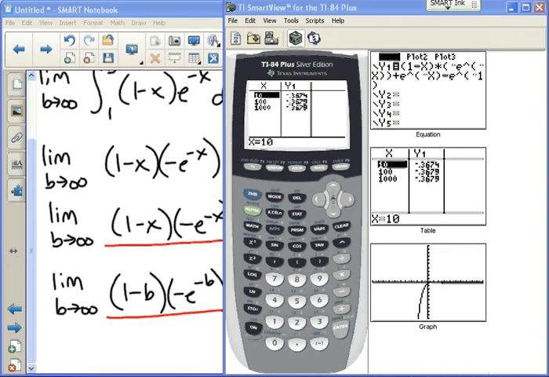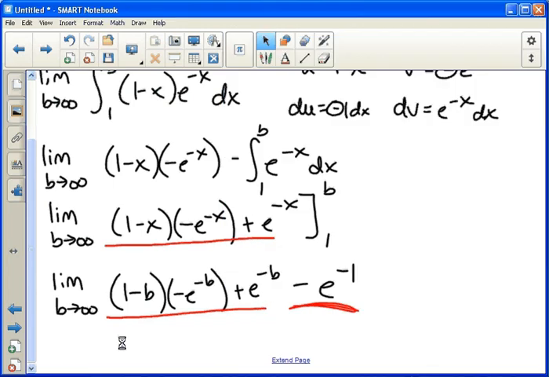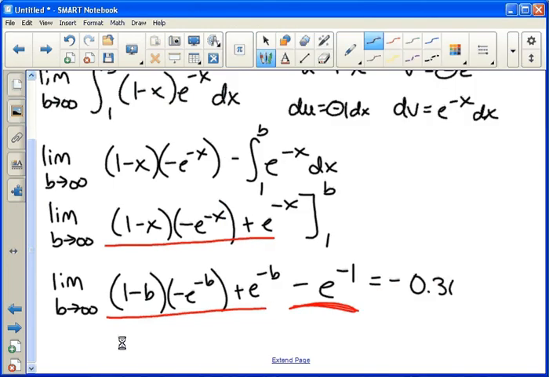So this would be an example of one that converges. Anytime you get a finite number, it converges. If you get infinity, it diverges.